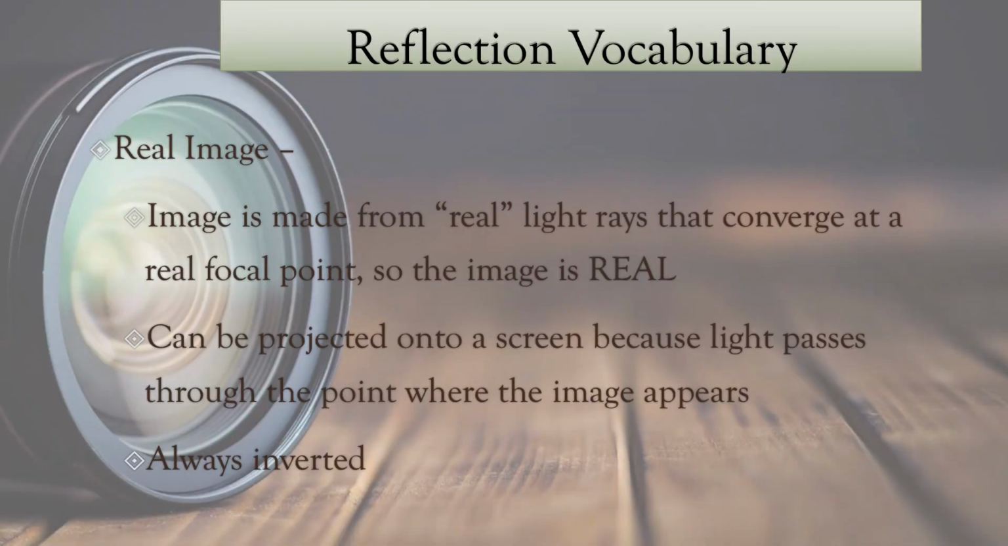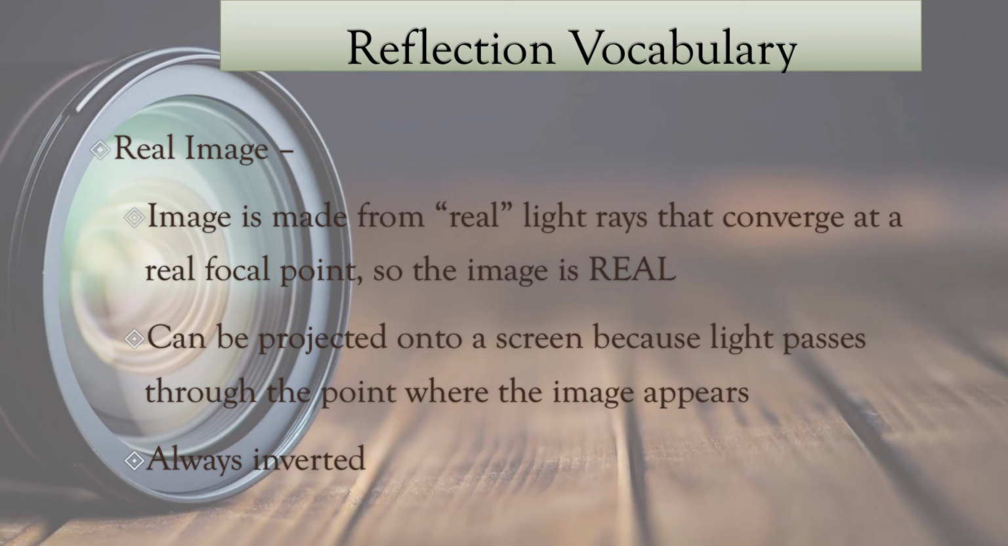So let us understand more about the real image. A real image is made from real light rays that converge at a real focal point. So the image is real. We actually see it, because light rays actually fall on it and reflect, and because of that we see the object, and that is the reason it is called a real image.